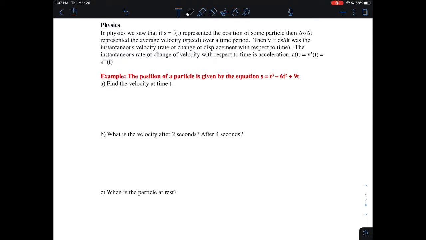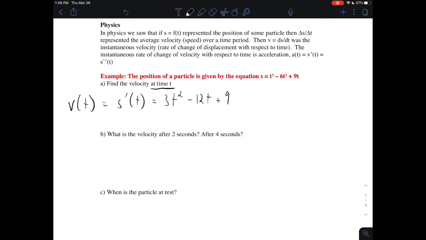Since this says at time t, this means a function where the independent variable is t. So we are looking for v of t, and that is simply the first derivative of the position function, s prime of t. And we can just use the power rule that we established at the beginning of chapter 3. For t cubed, the derivative is 3t squared. Then minus the derivative of 6t squared, which becomes 12t. And then plus the derivative of 9t, which is just 9.